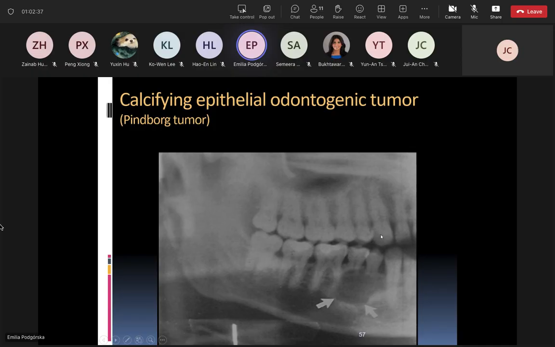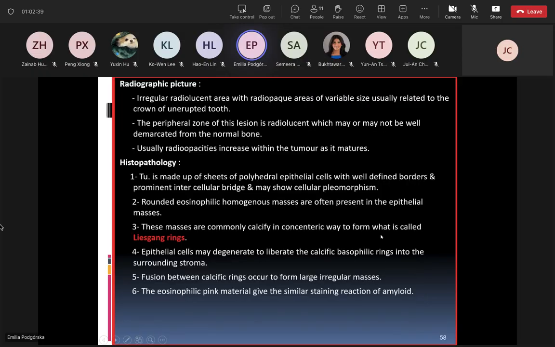You can see the calcifying epithelial odontogenic tumor. Radiographically, there is an irregular radiolucent area with radiopacities of variable size, usually related to the crown of an unerupted tooth. The peripheral zone of these lesions is radiolucent, which may or may not be well demarcated from the normal bone. Usually, radiopacities increase within the tumor as it matures.